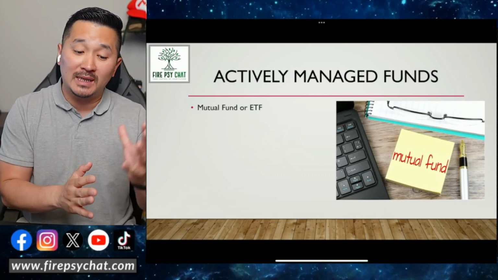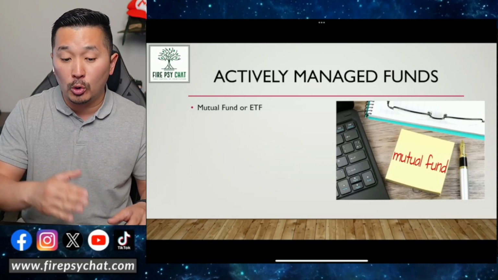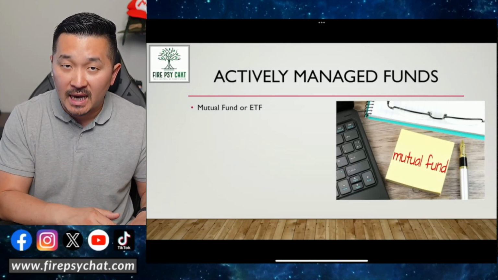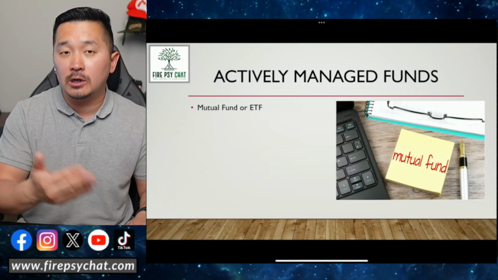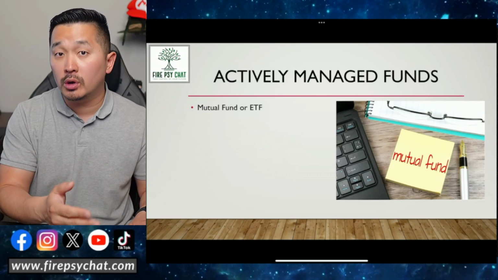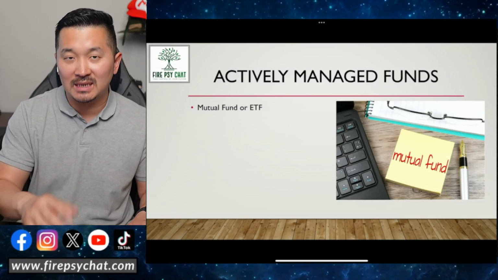So it's actually called an actively managed mutual fund or actively managed ETF. If it's an index fund, it could be an index mutual fund or an index ETF. That makes sense so far, right?